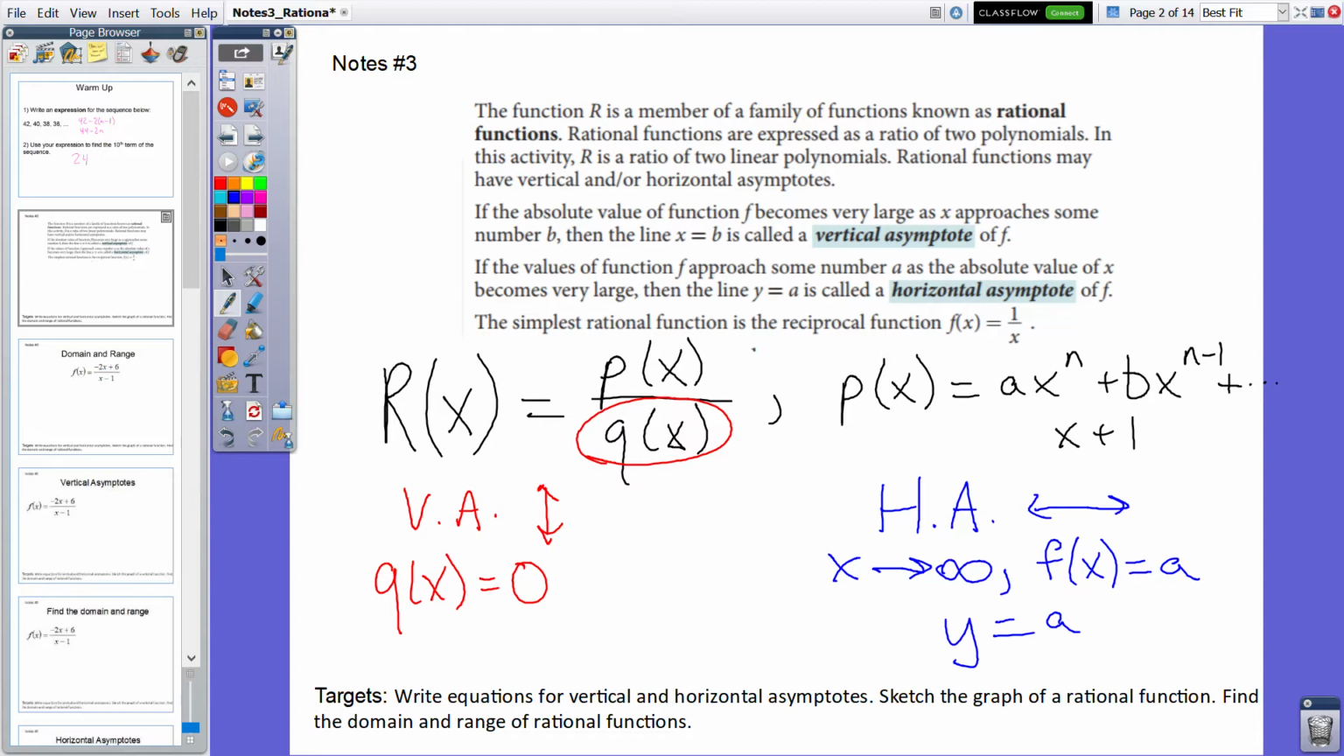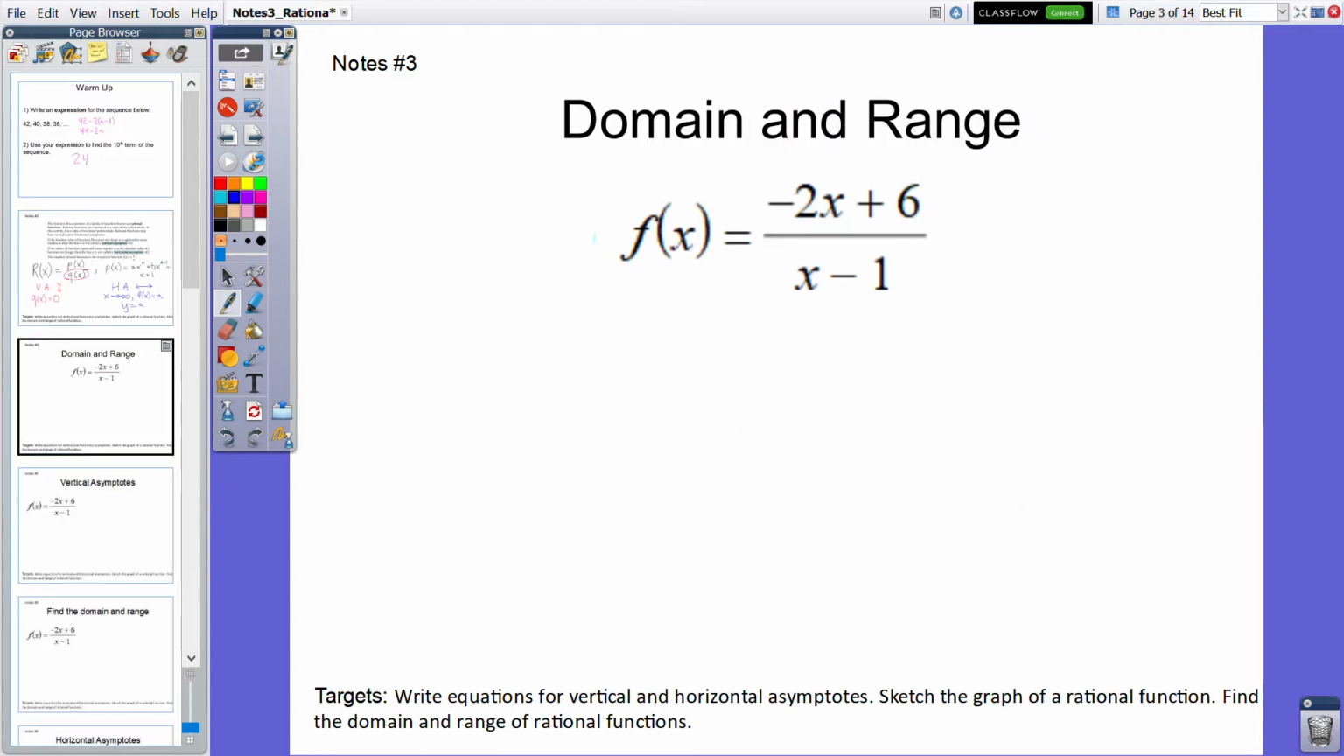So let's go ahead and take a look at an example here. f of x equals negative 2x plus 6 divided by x minus 1. Once again, it is a rational function because we have a polynomial. Technically, they're just linear polynomials, but they're polynomials nonetheless, and one is divided by the other. So for domain and range, remember, domain is all of our x values and range is all of our y values. So we want to look at domain.